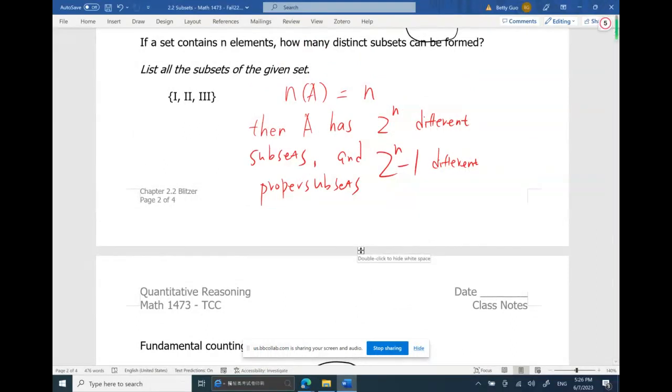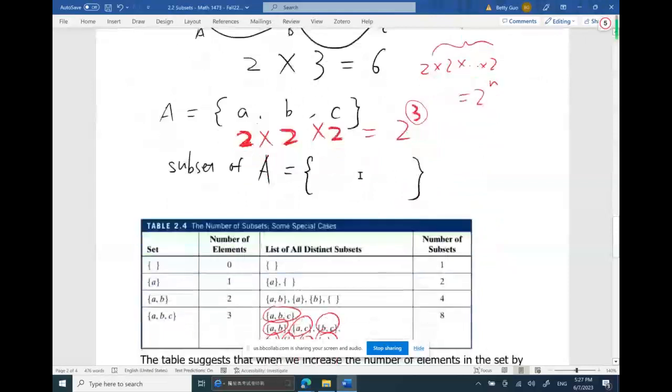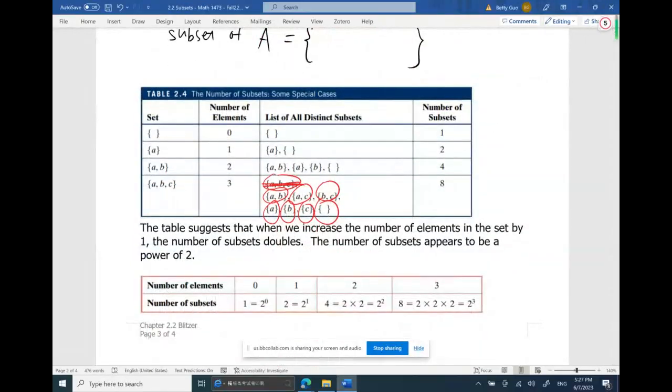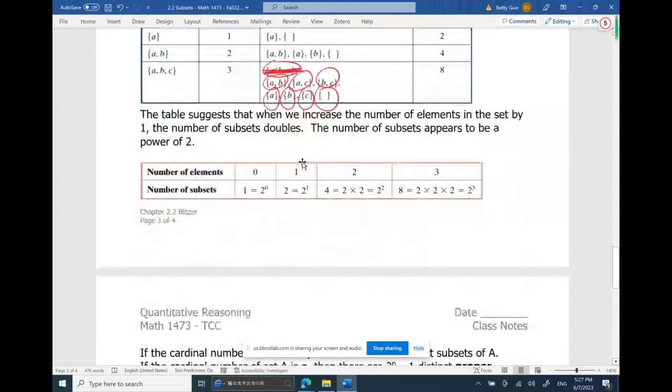You need to remember this formula, okay? If set A has n elements, then it has 2 to the power of n distinct subsets. The number of proper subsets is 1 less than that. For a proper subset, you just do not include the set itself, right? Like in this case, you just do not include this one, and you have 7 proper subsets.